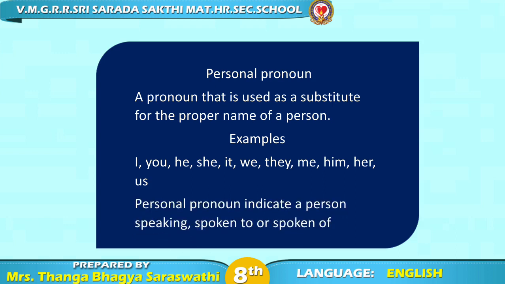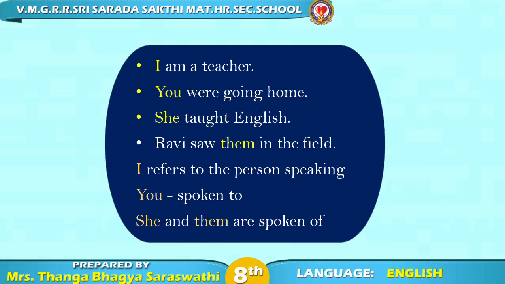Personal pronouns indicate a person speaking, spoken to or spoken of. What are the three things the personal pronoun indicates? It indicates the person who is speaking, the person who is spoken to, and also the person who is spoken of. Let us have the examples. I am a teacher. You are going home. She taught English. Ravi saw them in the field.